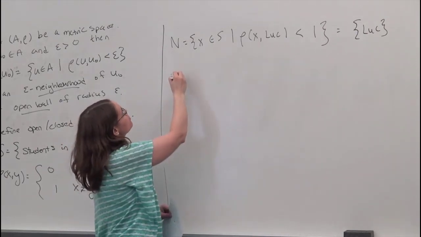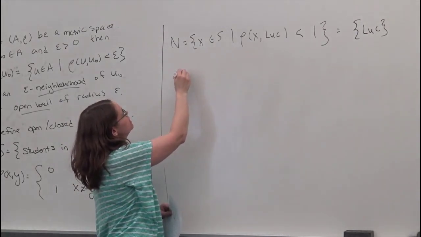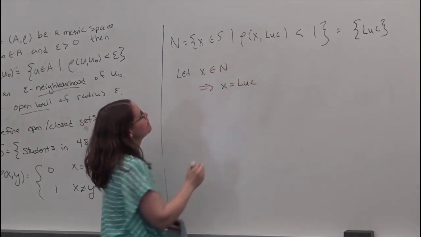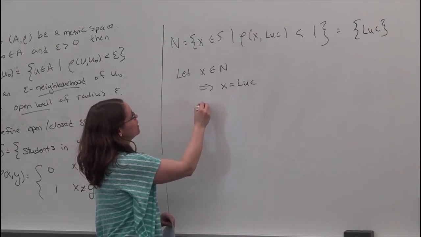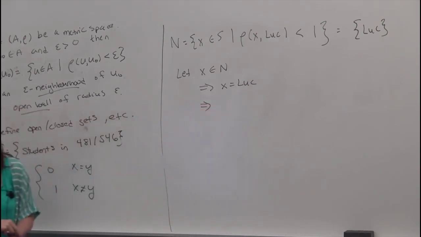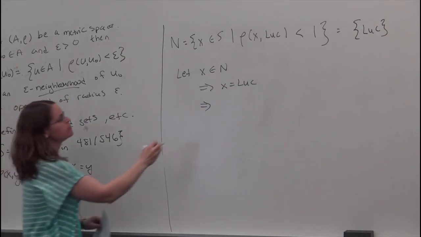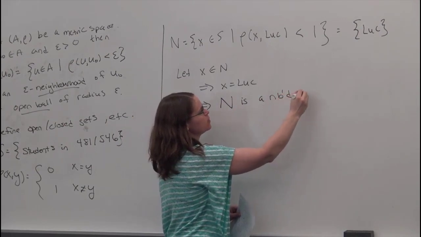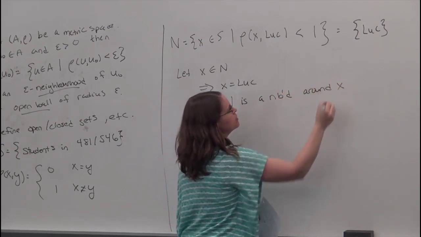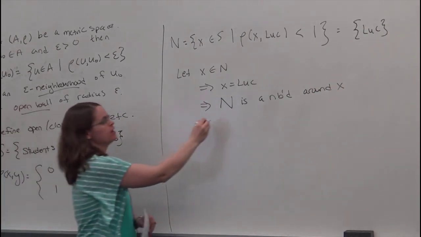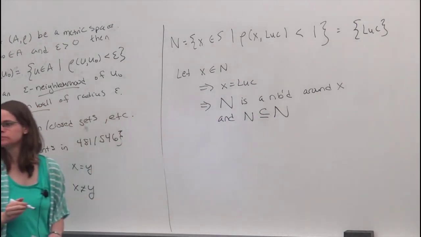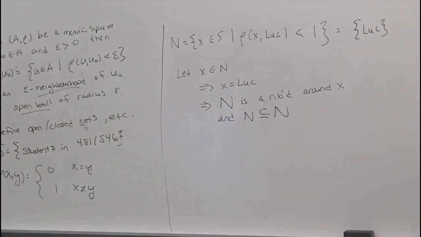So let's choose any thing in the set. Well, there's only one. And we know that we can draw a neighborhood around this. N is itself a neighborhood, an open neighborhood around a reference point. And of course, N stays completely in my set. So this set is open using our usual definitions.